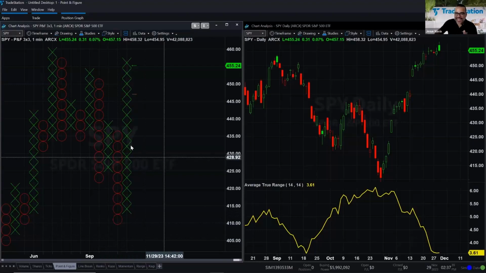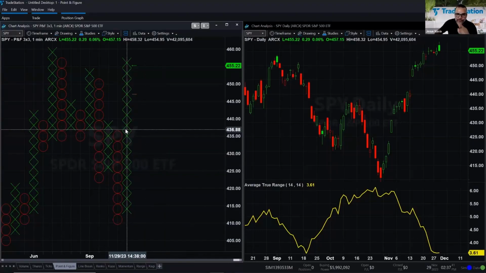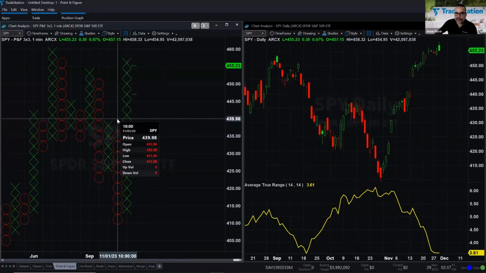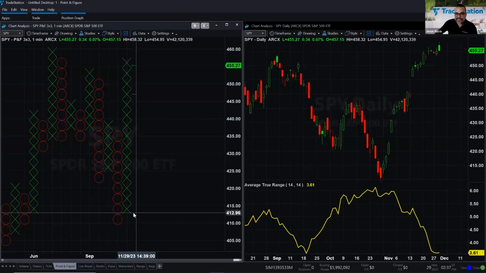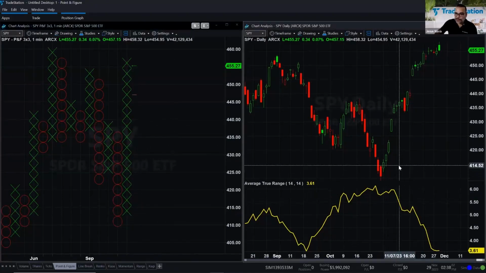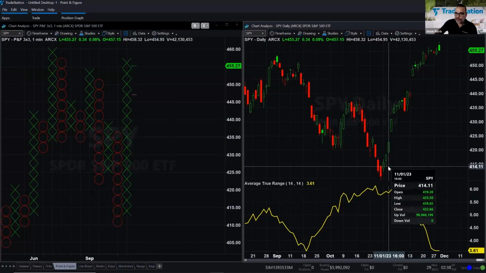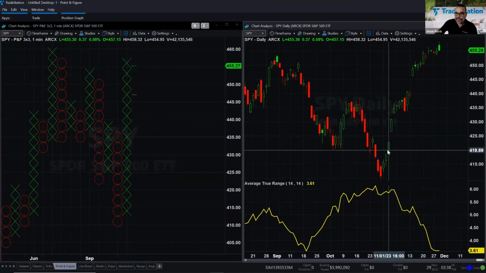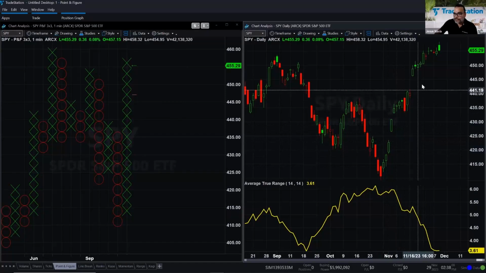And you can check the approximate date when the switch happened by clicking and holding on this column of O's. You can see that it happened November 1. You see the date right there on the data tips on the top left corner, 11/1/23, November 1st. That's when it switched over to a column of X's. When did that happen here in relationship to this chart? That happened somewhere right here.